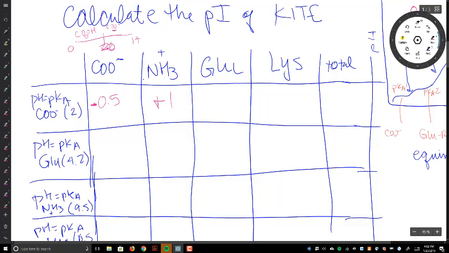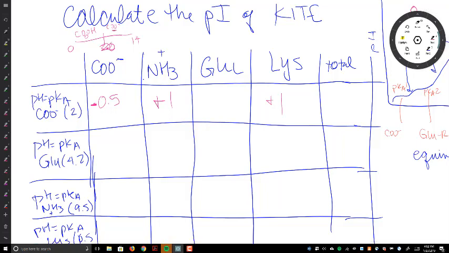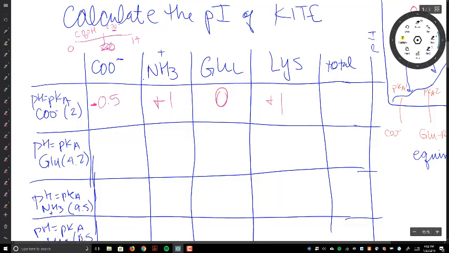The same thing applies for lysine, where the side chain has a pKa of 10.5, so we have a +1. But then we have glutamate, which has a pKa of 4.2. So the pH is again less than the pKa, so it's protonated, but because the glutamate side chain is a carboxylic acid, it would be neutral. So we're going to have a total charge of plus 1.5.